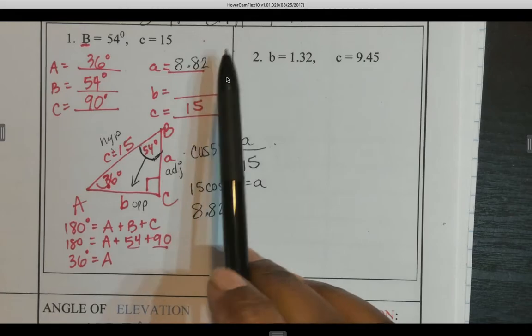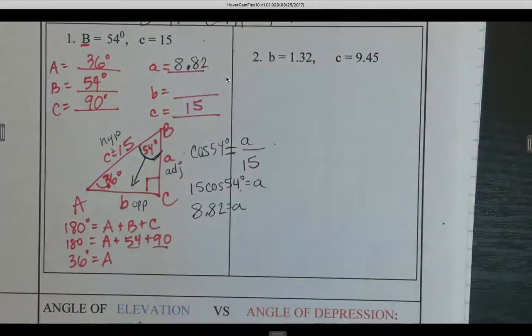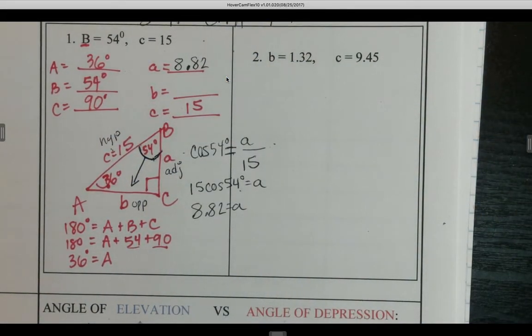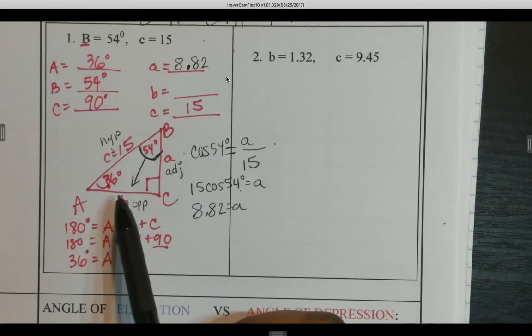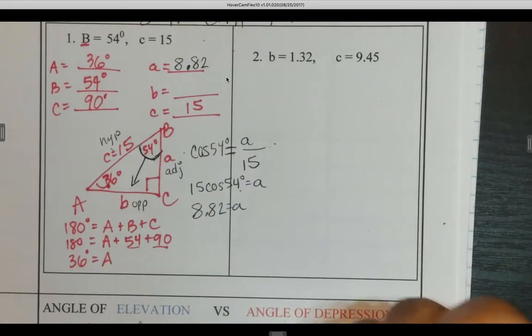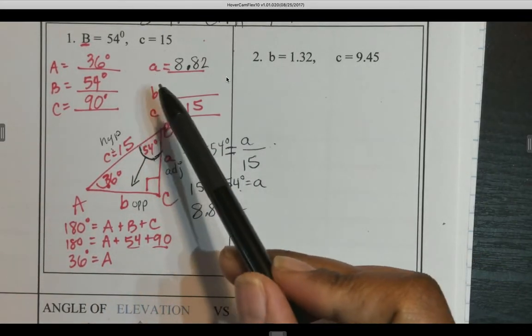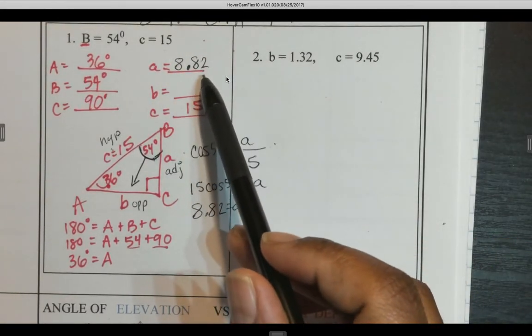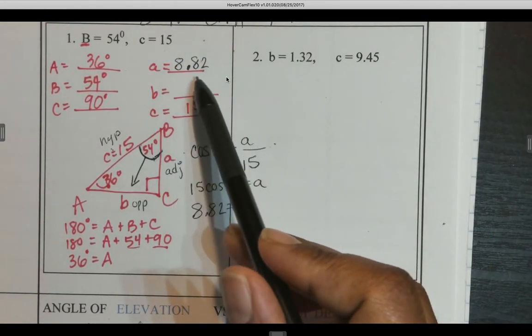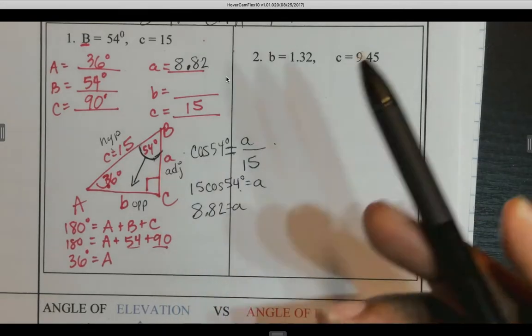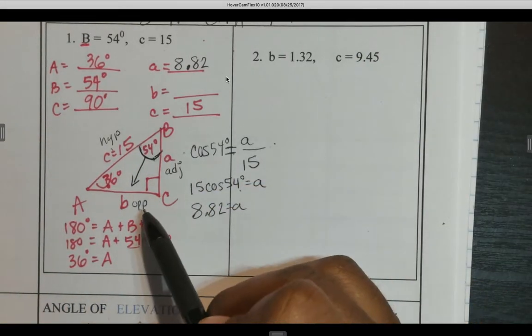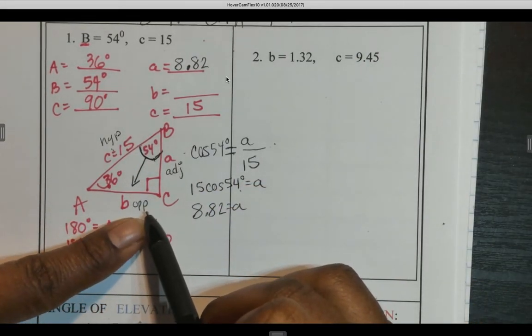Side A is 8.82. For side B, I now know two sides. I could use Pythagorean theorem. If you like Pythagorean theorem, you know A, you know C, you can find B. Or if you just want to keep with the trig, you can use another trig ratio and find side B. I'm just going to stick with the trig and say I'm looking for the opposite side.